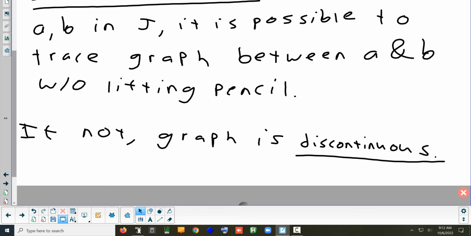If you try to trace from a starting point to a stopping point, and you had to lift your pencil to do it, then that's called a discontinuous interval. That's called discontinuous.